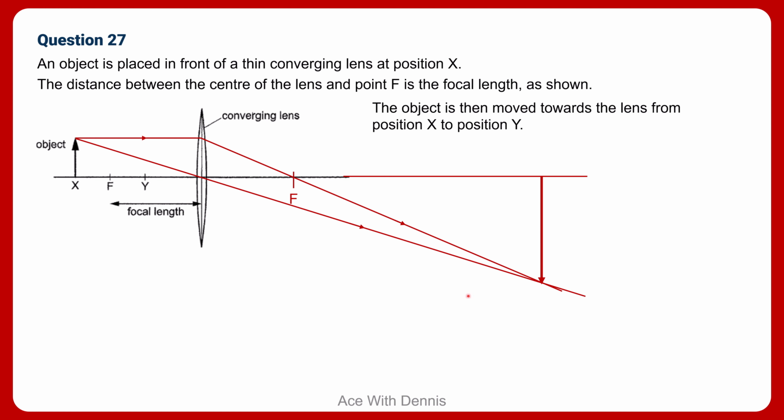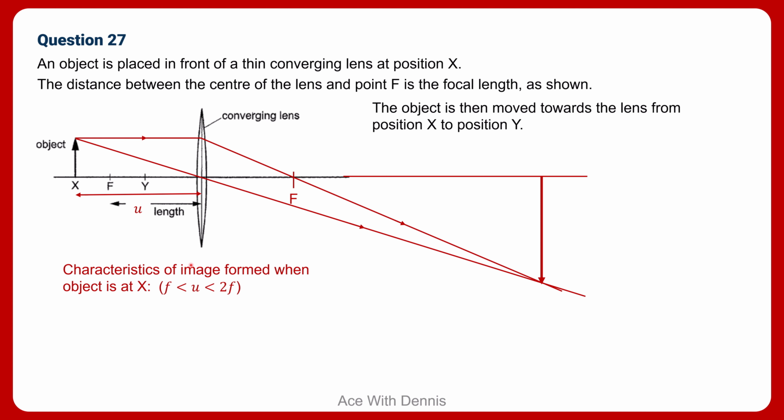As you can see from here, the characteristics of the image formed when object is at X is where the u is between the F and 2F. So the u means that the distance between the object and the lens is between the focal length and 2 times of the focal length.